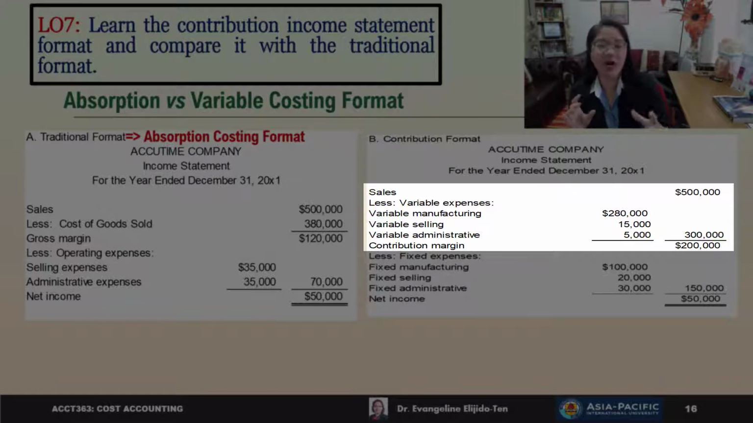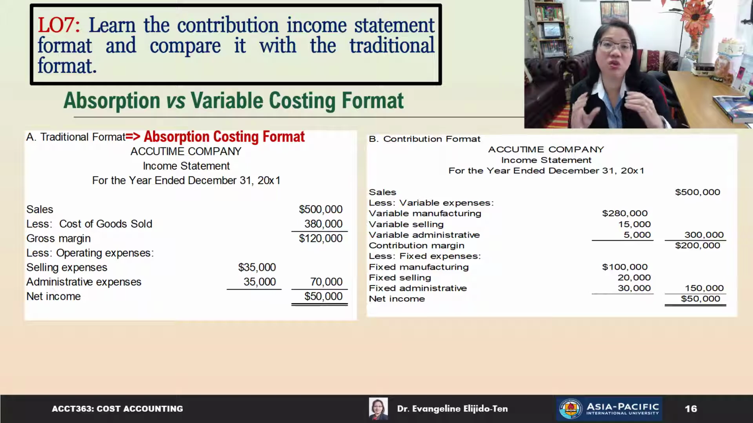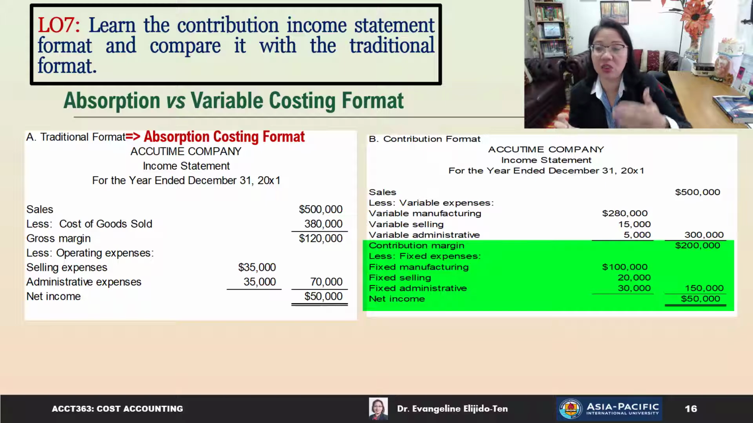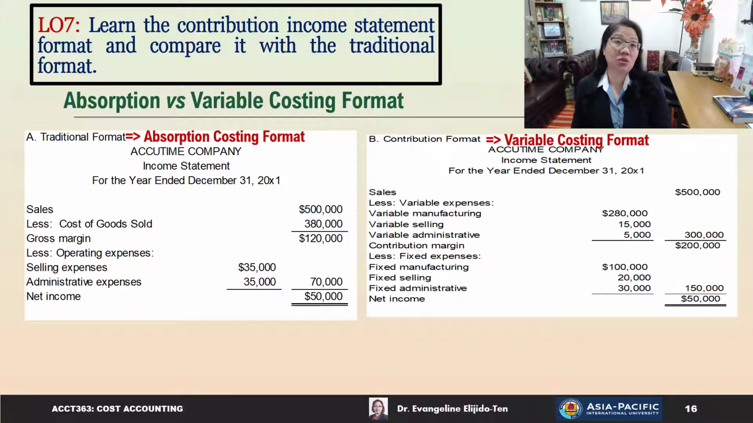So you will have your variable manufacturing, variable selling, variable administrative costs. Then once you have deducted all these total variable expenses from your total sales, you'll get contribution margin instead of gross margin. Then from contribution margin, you'll deduct all your fixed expenses to get to your net income. So this is also known as the variable costing format or the contribution income statement format.